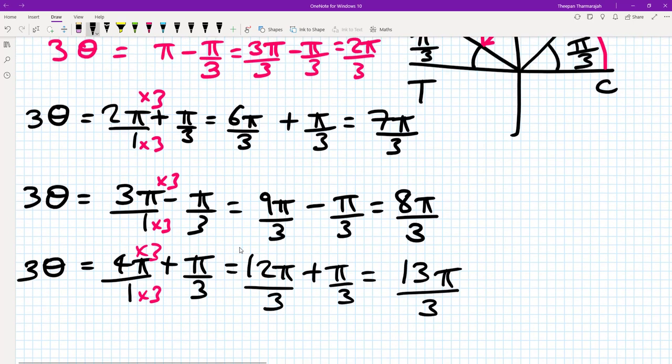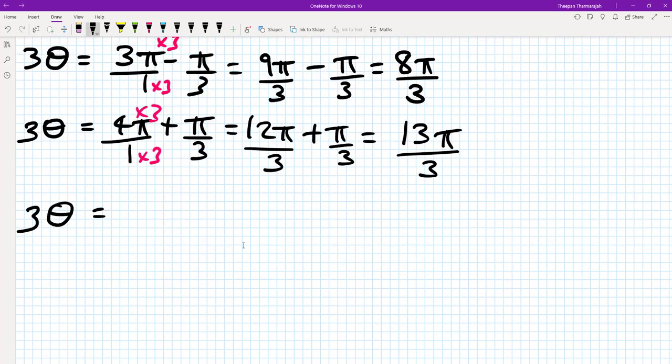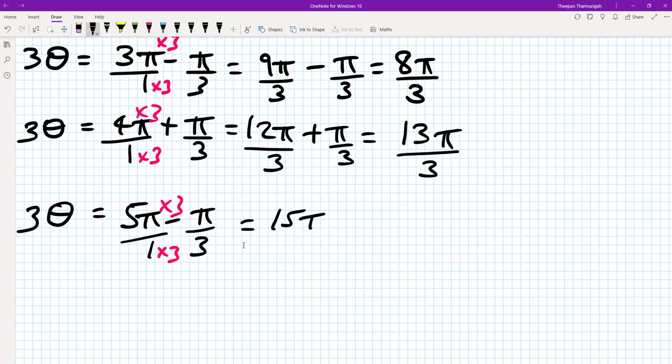Then what we're going to do after that, our next solution will be 5 pi minus pi over 3. Don't forget this is over 1. So we times that by 3, times that by 3. So that's going to give me 15 pi over 3 minus pi over 3, which is 14 pi over 3.